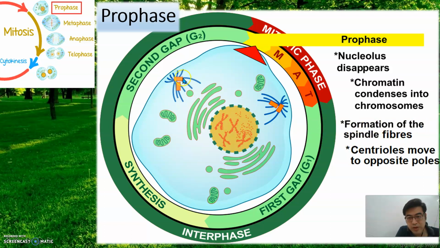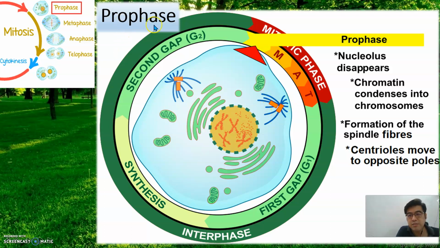Can you see the blue lines here? All these blue threads are the spindle fibers. And where are they formed from? They're formed from the centrioles. And these centrioles will move to the opposite poles of the cell. Okay. One centrosome contains two centrioles. So this is one centrosome, and inside you have two centrioles.